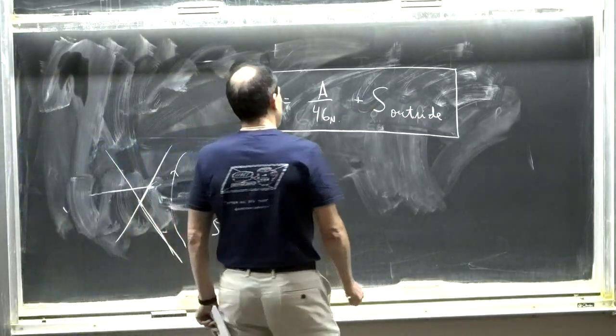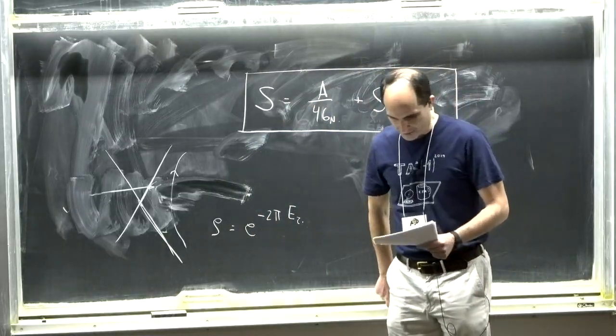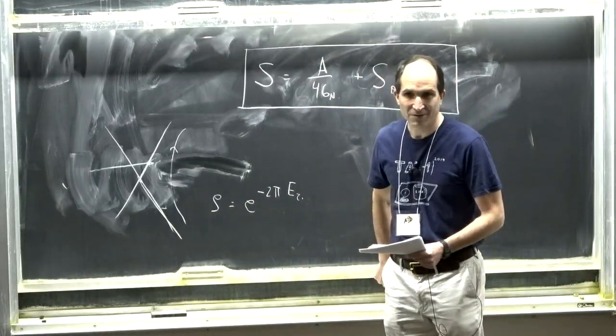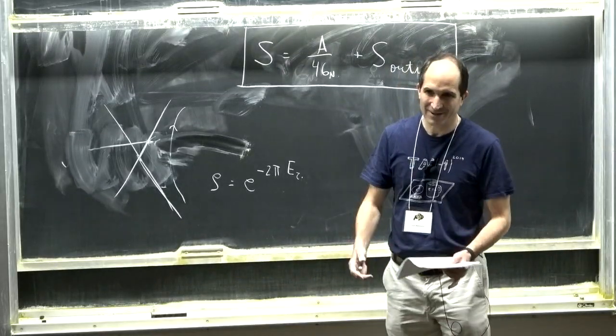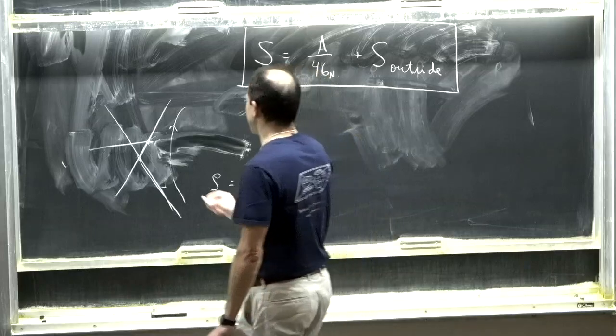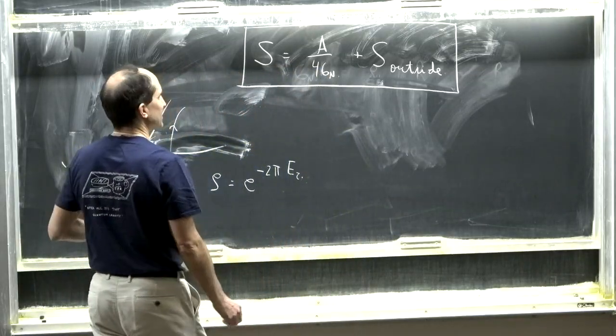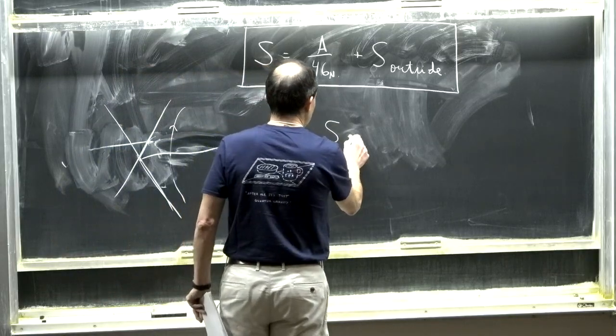Now, unfortunately, this entropy outside is infinite. Now, this is a common experience in quantum field theory, that anything you want to calculate will typically give you something infinite. So let's try to explain why it is infinite. So let's be naive. Let's try to calculate it.